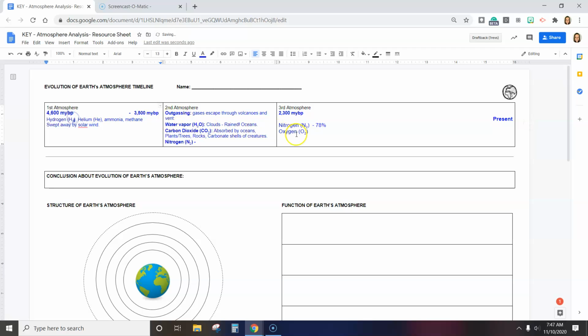But in our third atmosphere, we start getting oxygen. And now that makes up about 20% of our atmosphere. Now that nitrogen, like I said, was a result of outgassing in the second atmosphere. And the oxygen, we believe, had two theories of how it came to be. It could have come from photosynthesizing organisms like cyanobacteria. This is literally blue-green algae.